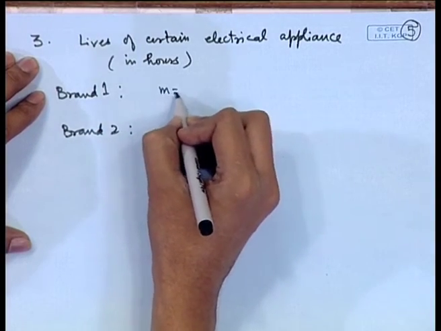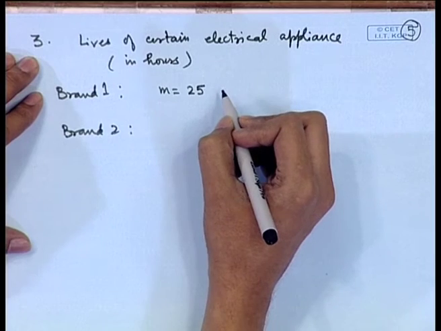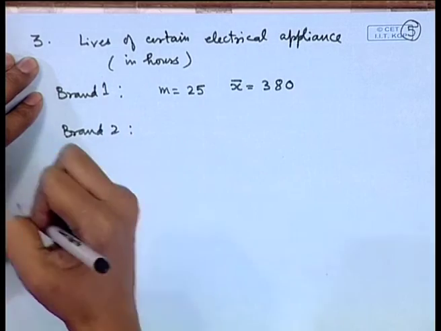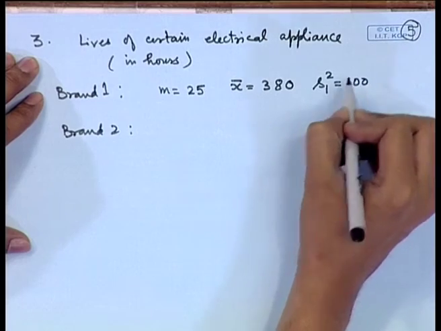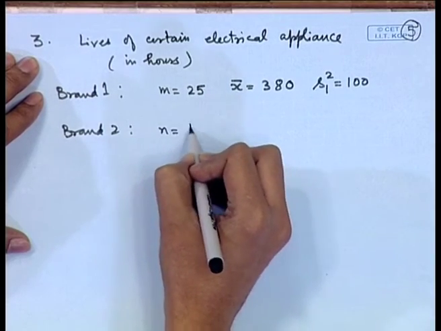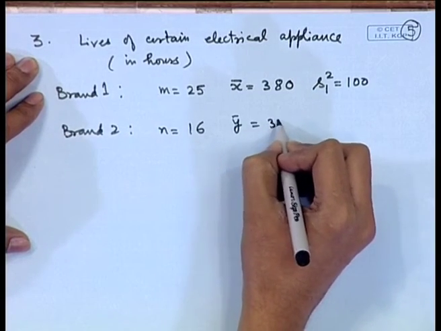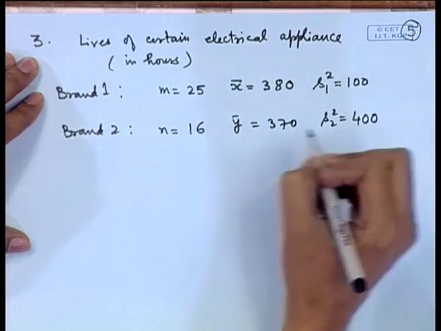For the first brand, 25 units were selected at random and put on the test, and their average life was observed to be 380 hours with a sample variance of 100. For the second sample, 16 units were selected and their average was observed to be 370 hours, and the variance turns out to be 400. Maybe the second has a smaller mean, a smaller average life, but the variability is more.